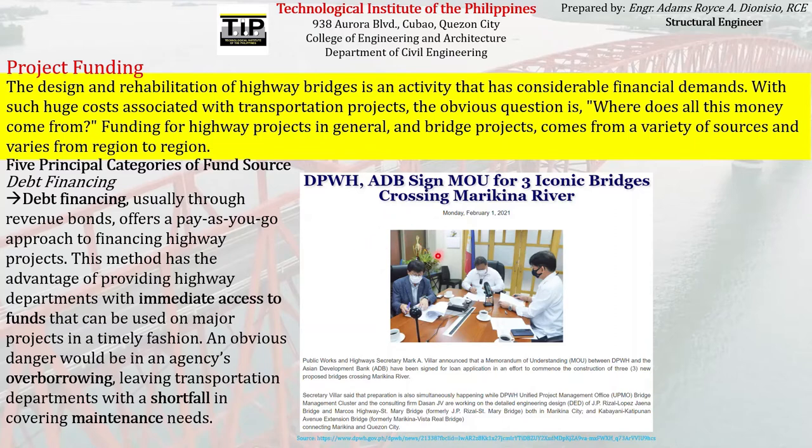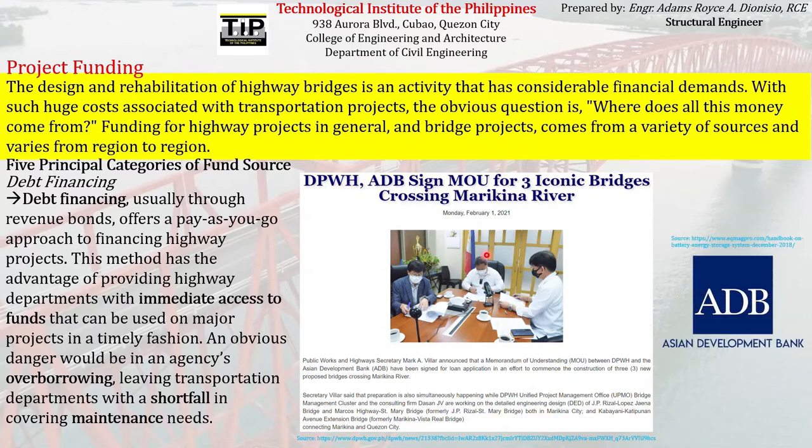If you visit the website of DPWH, you can see news stating that the DPWH and the ADB, the Asian Development Bank, had a memorandum of understanding wherein the DPWH will be applying for a loan from ADB to fund the construction of three iconic bridges crossing the Marikina River, namely the J.P. Rizal Lopez Haina Bridge, the Marcos Highway St. Mary Bridge, and the Kabayani Katipunan Avenue Extension Bridge.